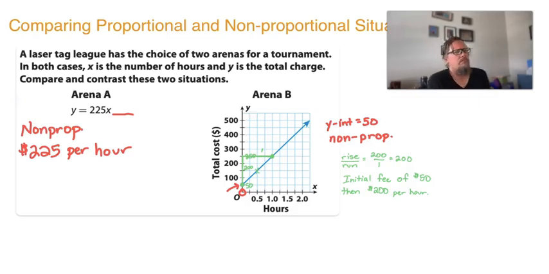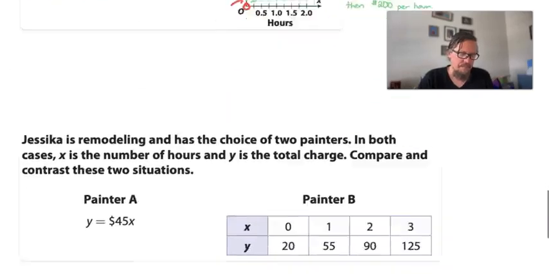So which one do we want to pick? It might depend on how long we plan to be there. If we plan to be there a short number of hours, maybe one arena is better than the other. That's something that we're going to discuss very, very soon: if we're given a choice between one that has an initial fee and a lower cost versus one that has no initial fee and a higher cost, how can we decide which one's better? That's coming up very, very soon. Let's do one more of these comparisons.